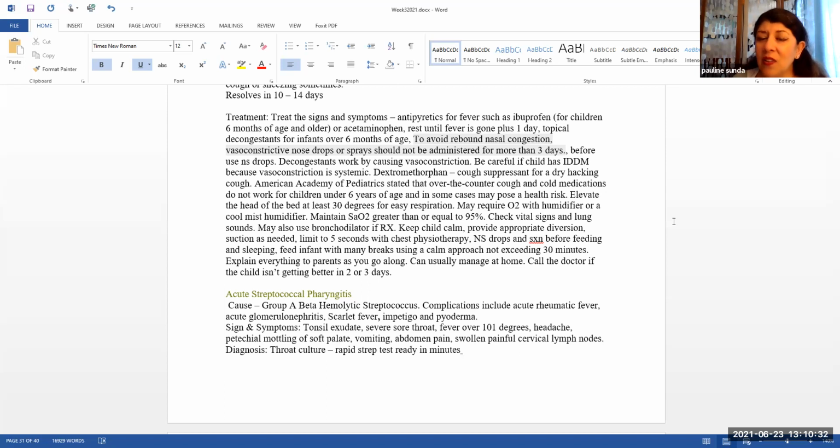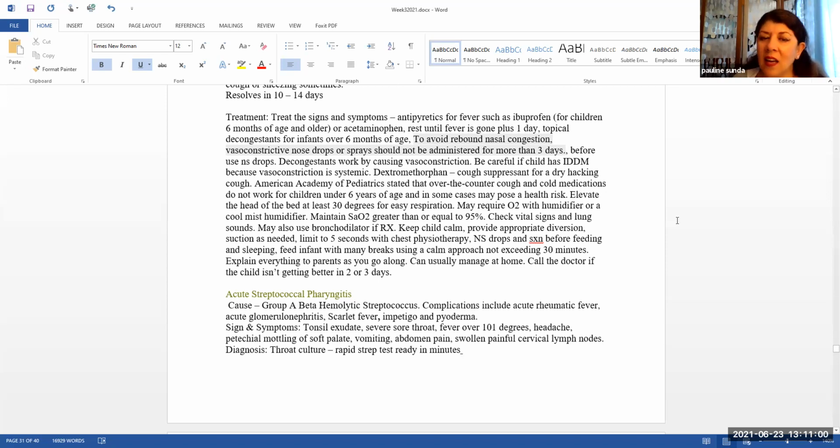You want to be careful if a child has diabetes because this vasoconstriction is systemic. Dextromethorphan, which is a cough suppressant, is something that you would use for a dry hacking cough. Note that the American Academy of Pediatrics stated that over-the-counter cough and cold medications really are not effective for children under the age of 6 years and may pose health risks.